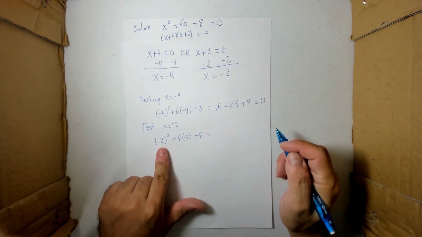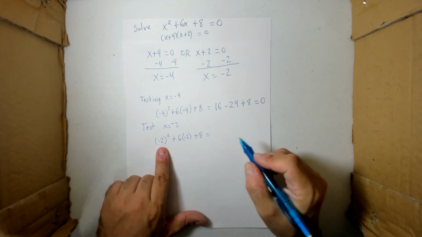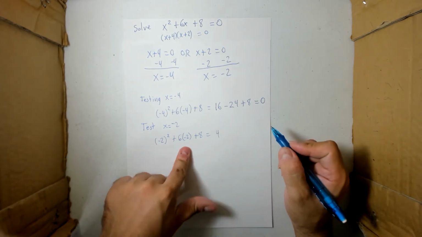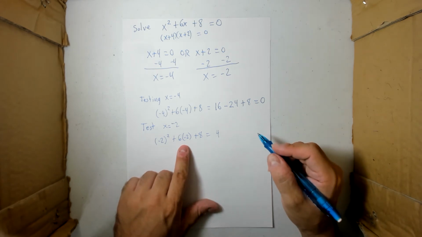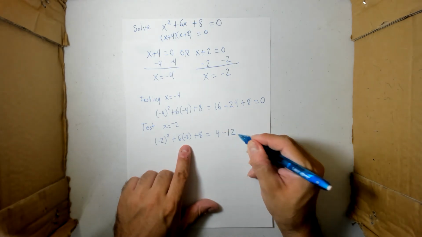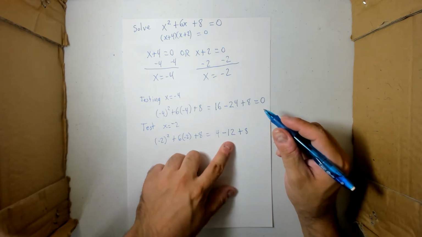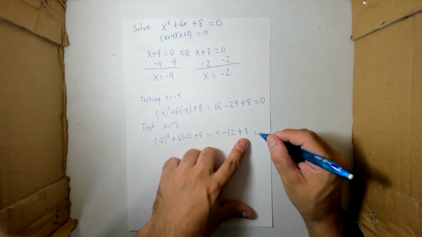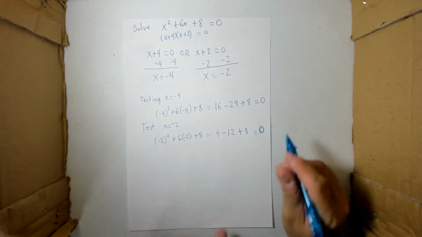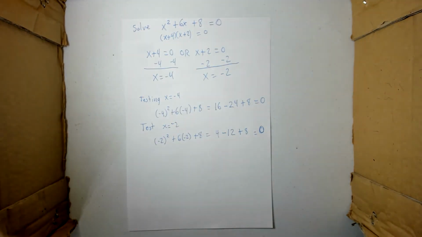So, for example, here, the negative 2, when I square it, becomes negative 2 times negative 2, which becomes positive 4. Here, I have 6 times negative 2, which is negative 12. I'm adding the negative 12, so that becomes minus 12. And then finally, plus 8. Similar to before, 4 minus 12 is negative 8, plus 8 is 0. So I have just shown to you that this procedure does in fact give us the solutions to this equation.